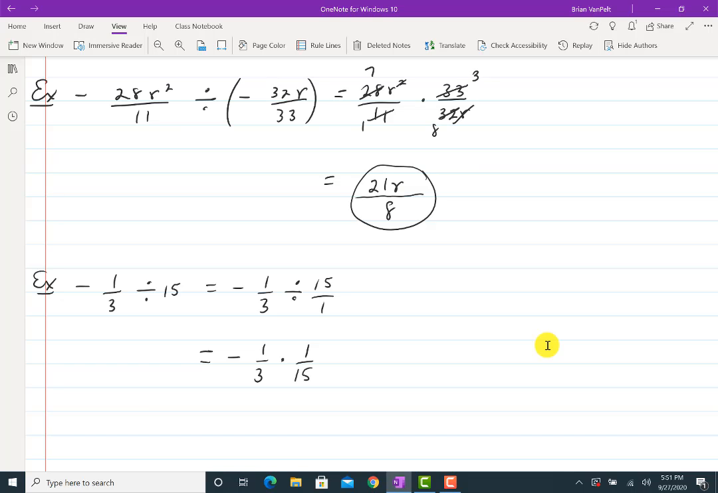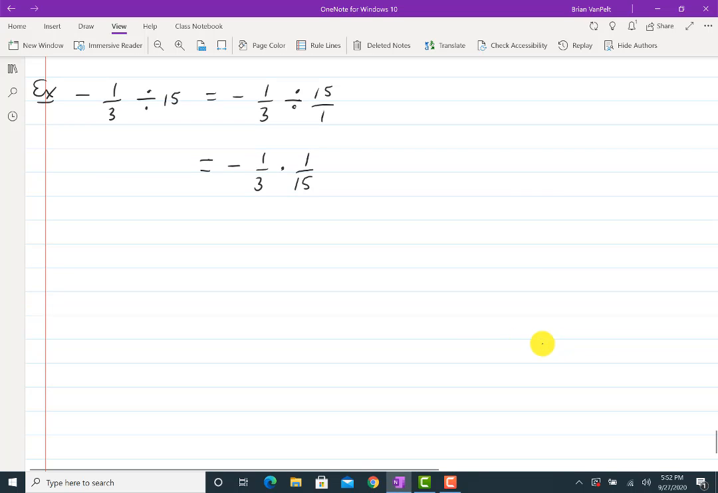So that gives me negative 1/3 times 1 over 15. Well then, when I multiply that out, I have my negative. 1 times 1 is 1. 3 times 15 is 45. Whenever you have a 1 anywhere, you know that that fraction is in simplest terms. Sorry, simplest terms means lowest terms. You'll hear simplest terms or lowest terms depending on the class you take.